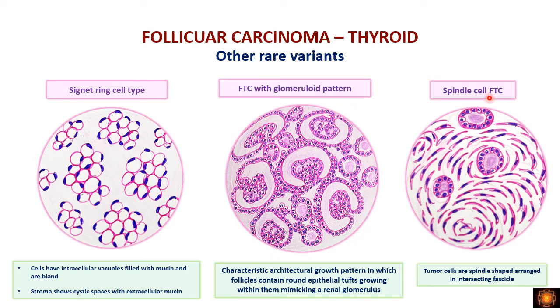Then we have spindle cell follicular thyroid carcinoma, where we have lots of spindle shaped tumor cells which are arranged in intersecting fascicles. So we have 4 variants in the follicular thyroid carcinoma: clear cell variant, signet ring cell variant, follicular thyroid carcinoma with a glomeruloid pattern, and spindle cell follicular thyroid carcinoma.